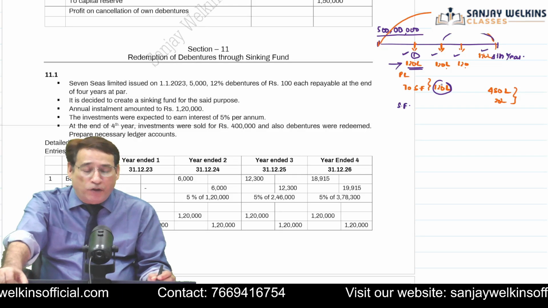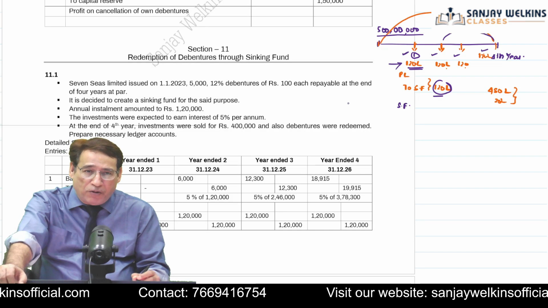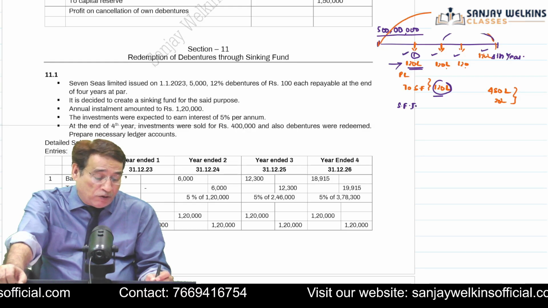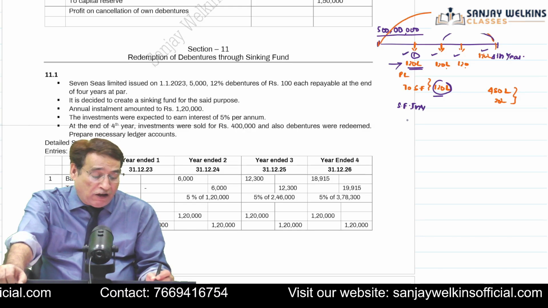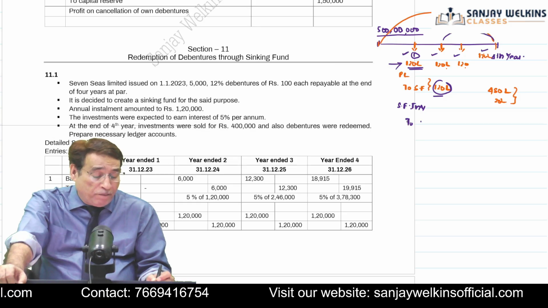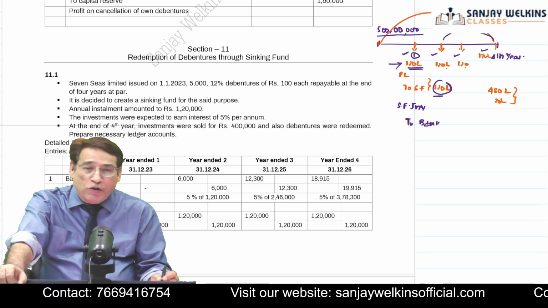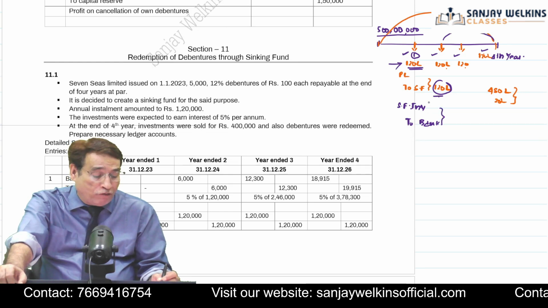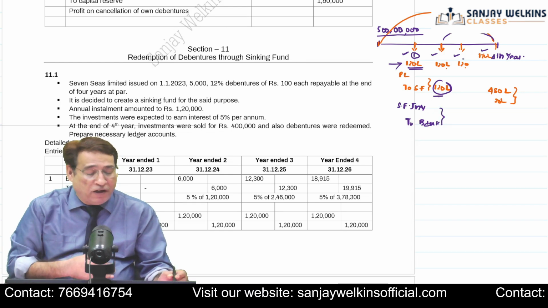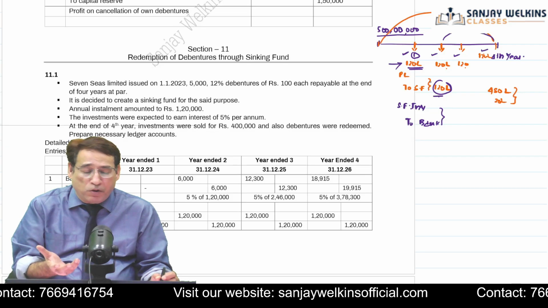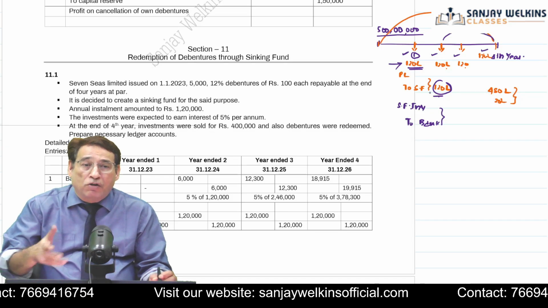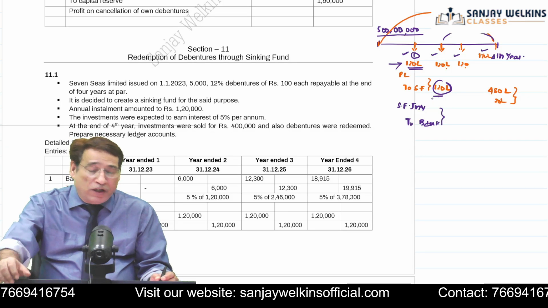In simple words, we are going to now invest this amount. So we are going to pass an entry: debit sinking fund investment account, credit bank account. Whatever amount we set aside out of profit, we are not going to keep with ourselves for the next 4 years. There is no use keeping this amount idle.